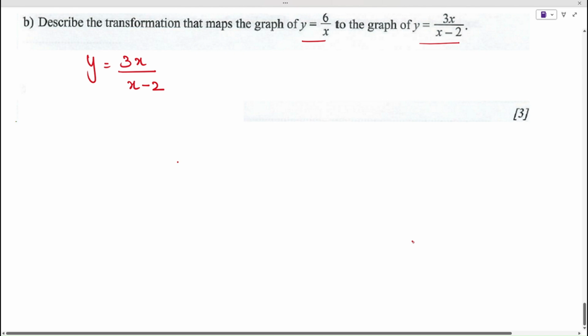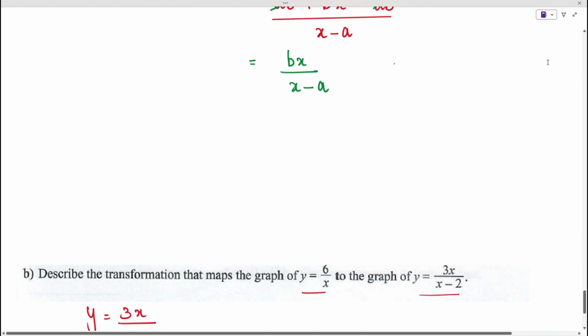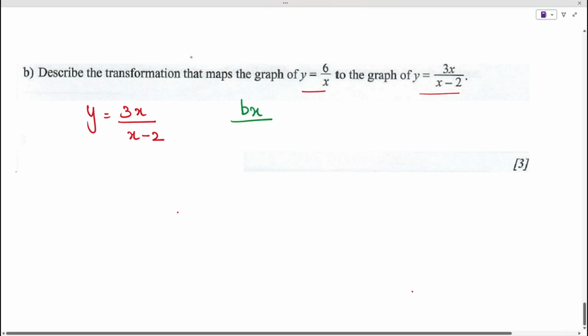And this has the same form as in the previous part, bx over x minus a. Now from here, we can compare our 2 fractions, and we can easily ascertain that a is equal to 2 and b is equal to 3.